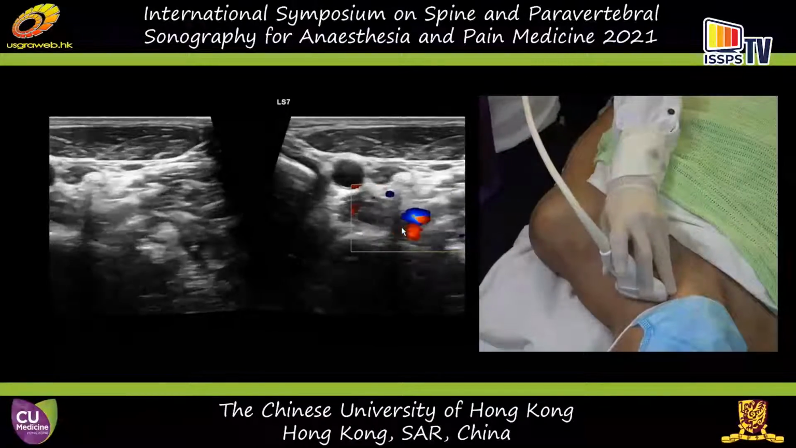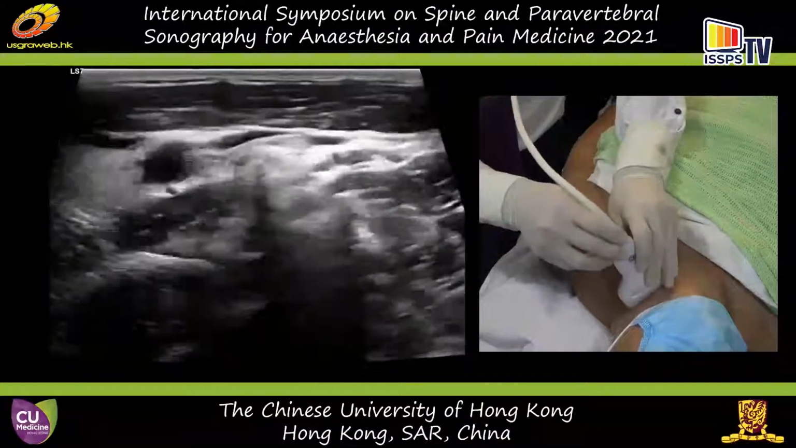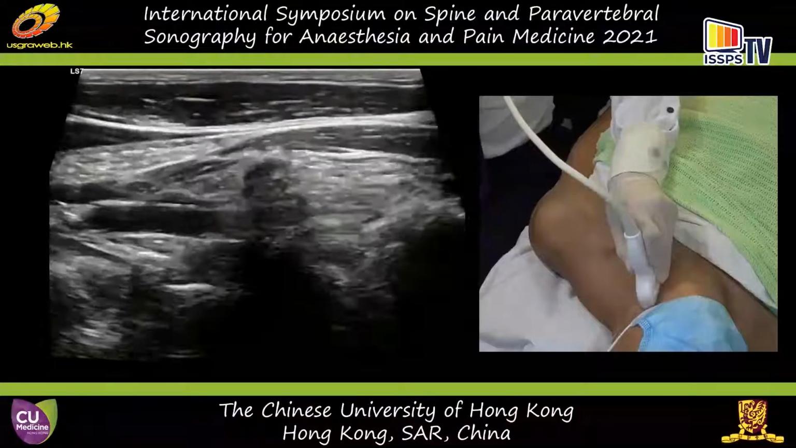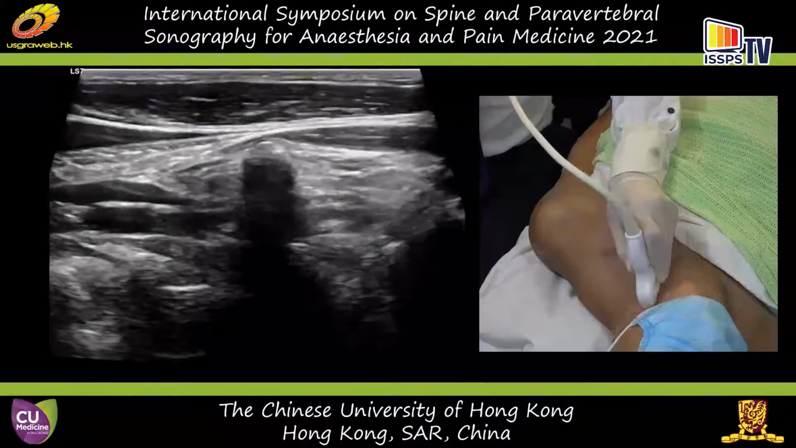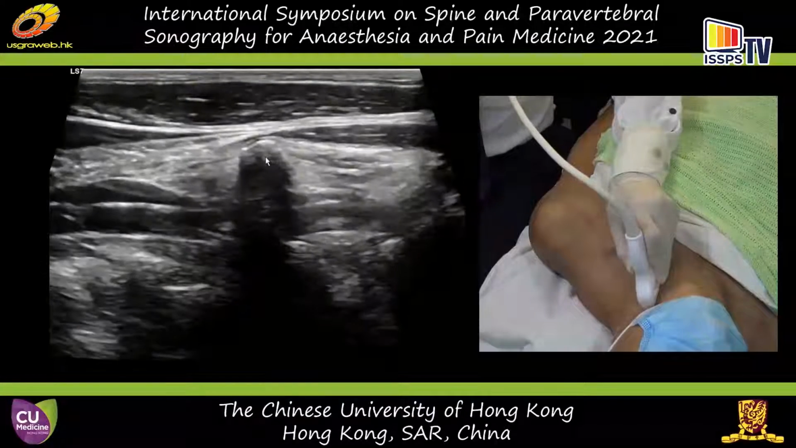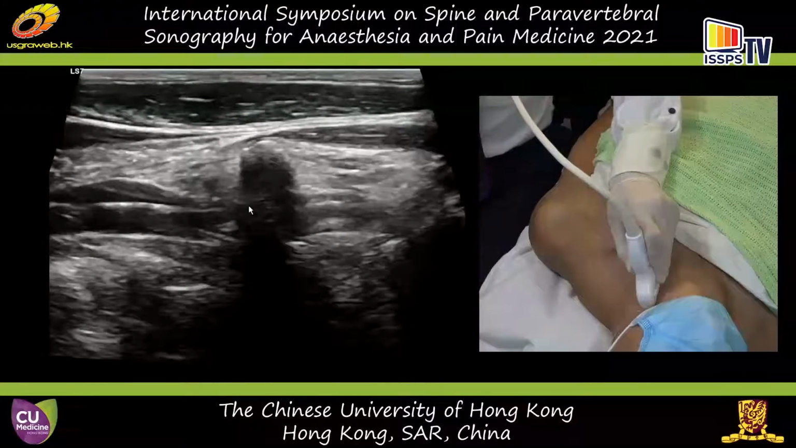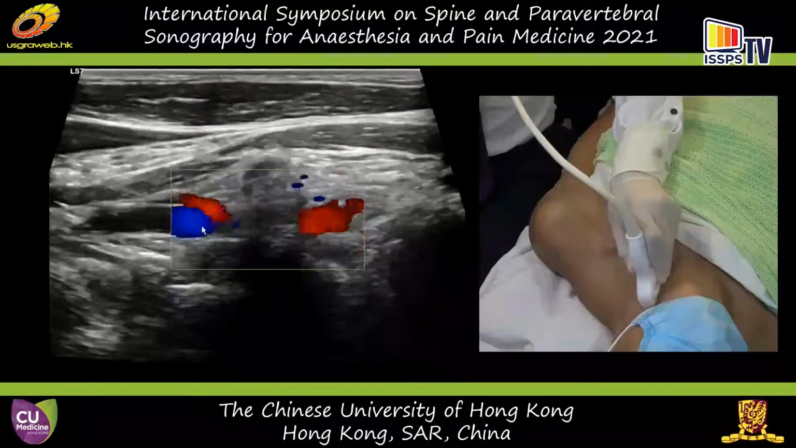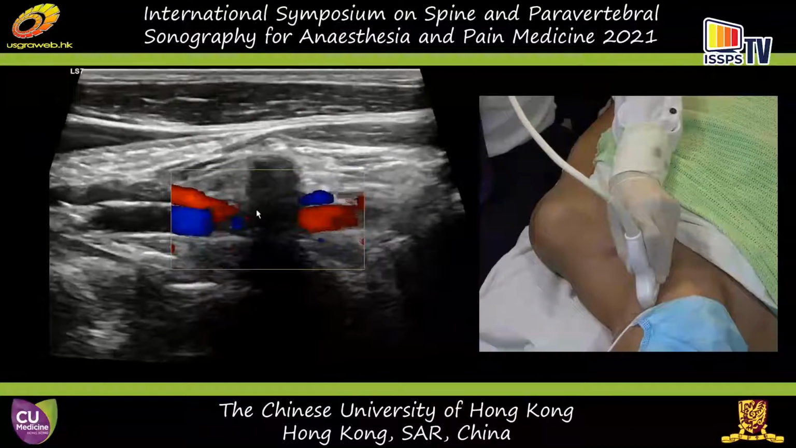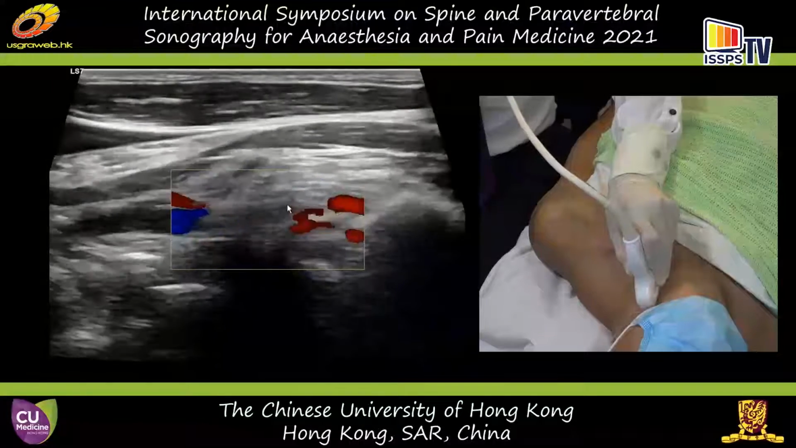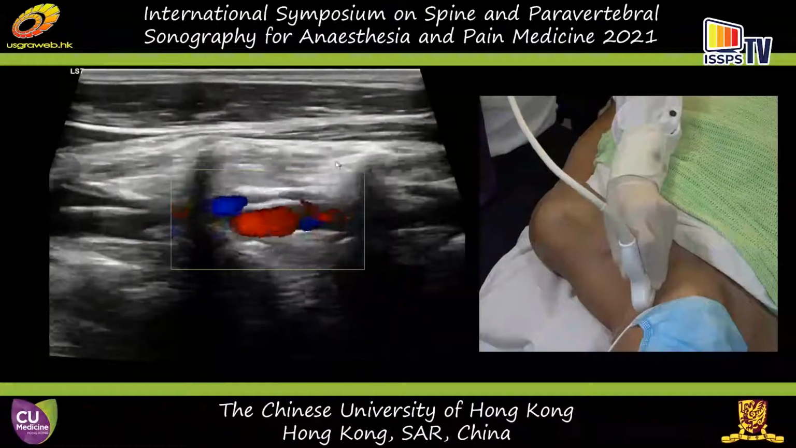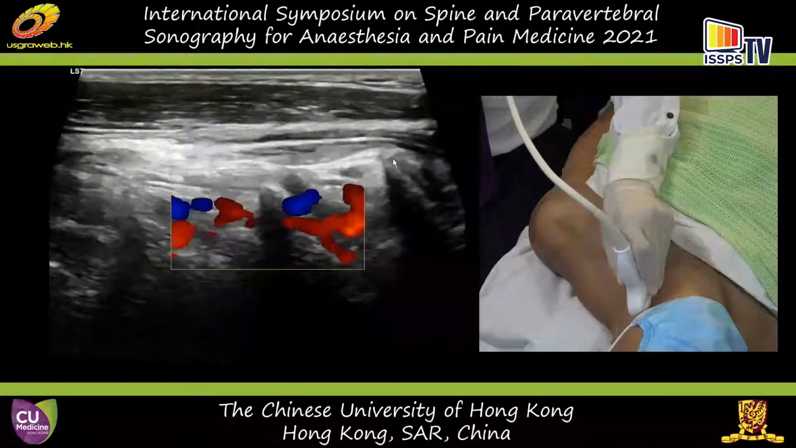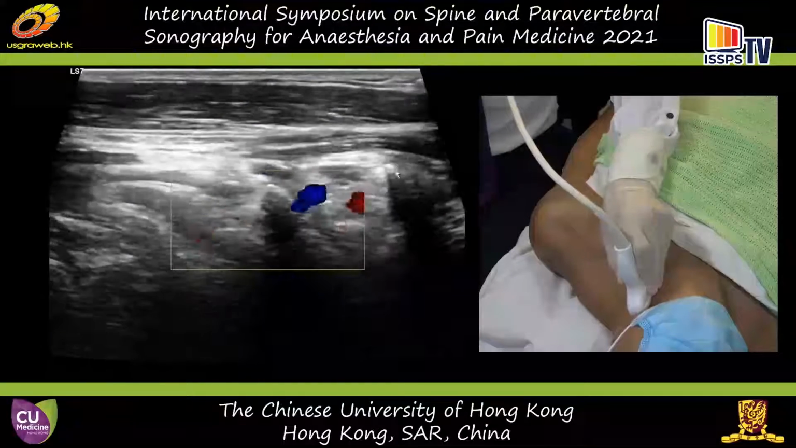If I turn the probe 90 degrees this time in the long axis, you can see the very tall anterior tubercle of C6. And you can see the vertebral artery and veins going underneath and inside the transverse foramen. This is C6, and that's C5. If I keep going up, that's C4, sorry.